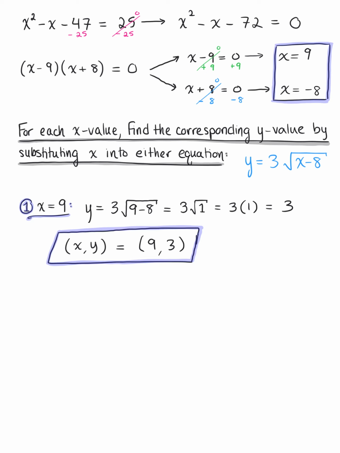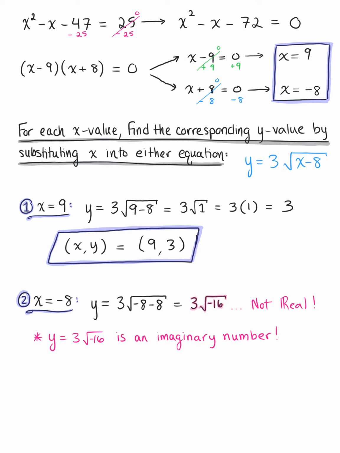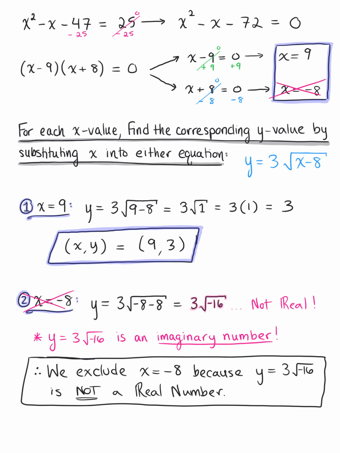And very similarly, when x is equal to negative 8, when we substitute this into the square root equation, something interesting happens. Notice that when we simplify, we realize that we end up with y is equal to 3 times the square root of negative 16, which is not a real number. We know the square root of a negative is an imaginary number. So this means that we are going to exclude x equals negative 8 because this is not a real solution. So in this case, these two equations are only going to intersect at the single point (9, 3).